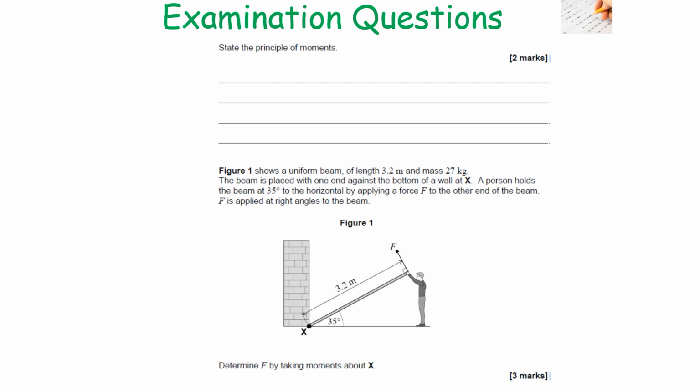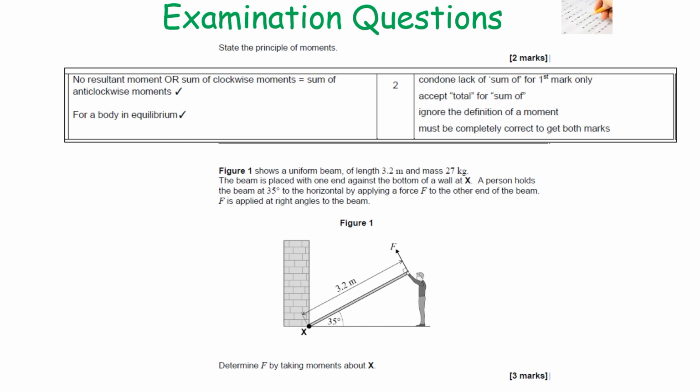So it's important that you are able to actually talk about what the principle of moments is and how you can then determine values with it. So this first question is all about just rote knowledge. What is the principle of moments? The principle of moments is the idea that there is no resultant moment, or that the sum of all the clockwise moments equals the sum of all the anti-clockwise moments when a body is in equilibrium. Now technically when a body is in equilibrium, we know that there's no resultant moment and no resultant force acting on the object.